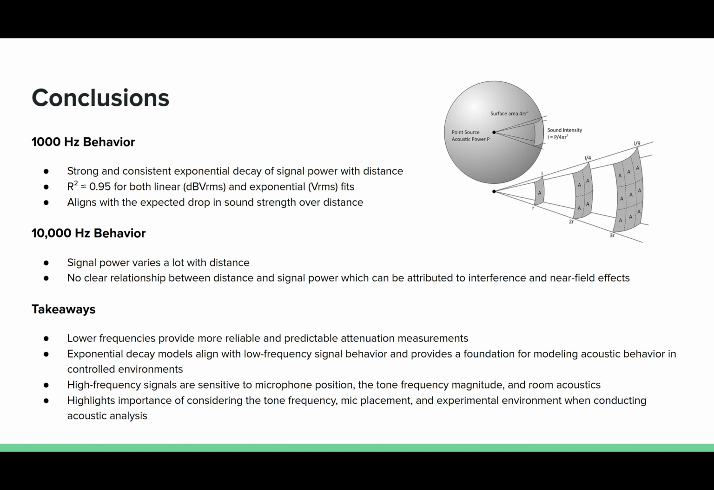So some conclusions. In conclusion, the 1000 Hz signal behaved as expected, showing strong predictable exponential decay with distance. The 10,000 Hz signal was much more variable, largely due to interference and near field pressure effects. Lower frequencies proved more reliable for analyzing sound attenuation, and this experiment highlighted the importance of considering frequency content, mic placement, and environmental conditions when performing acoustic measurements.